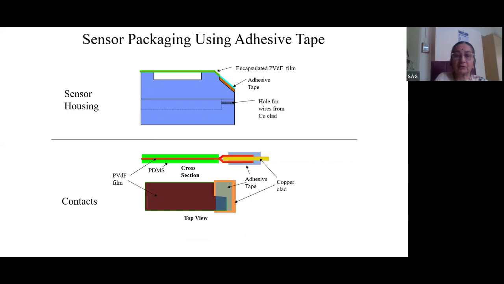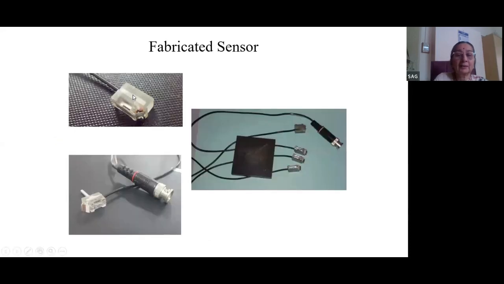This is another housing which we made, and this is the final mold of our PVdF sensor. And then we connected this cable, and this is the BNC connector, which will be connected to your measuring instrument.